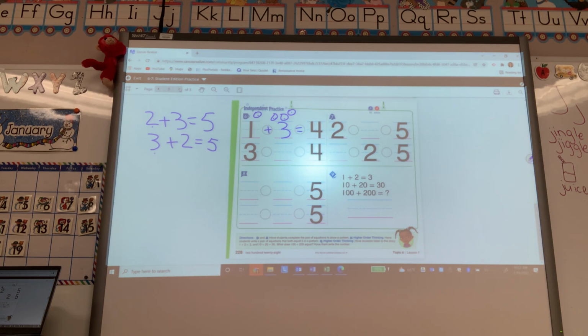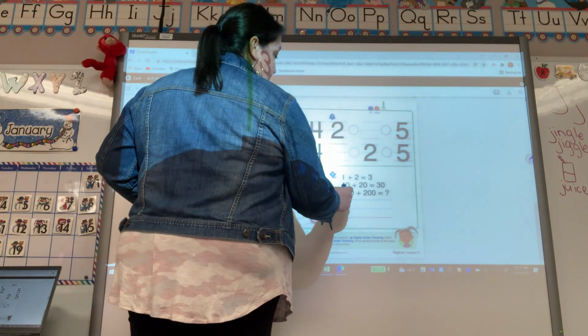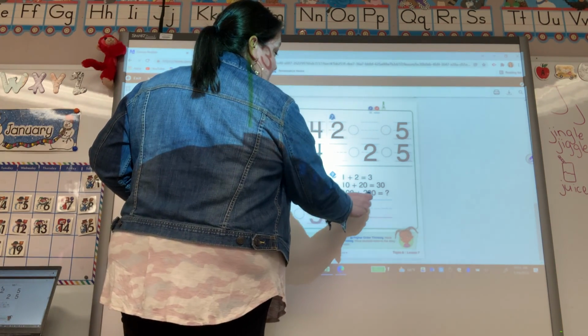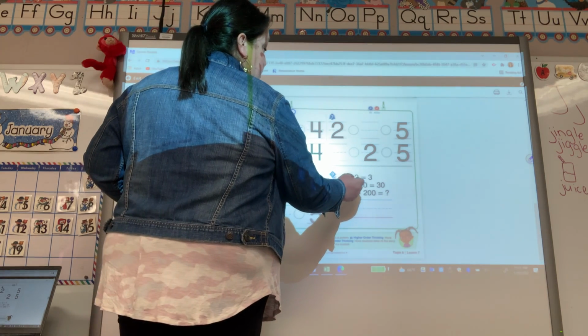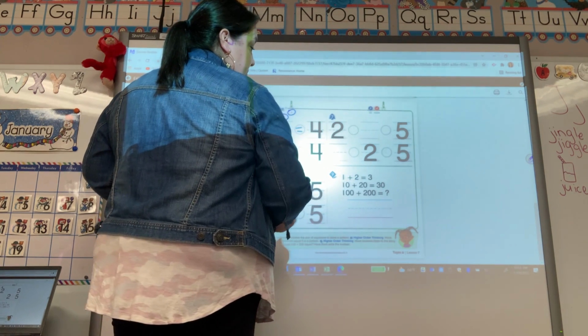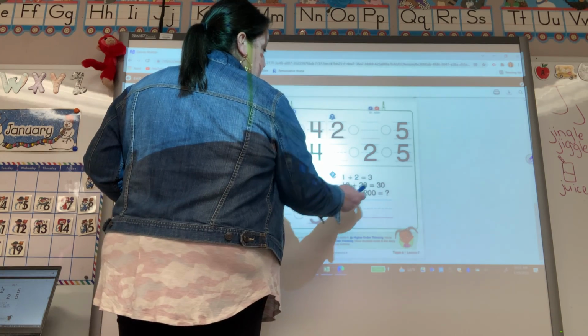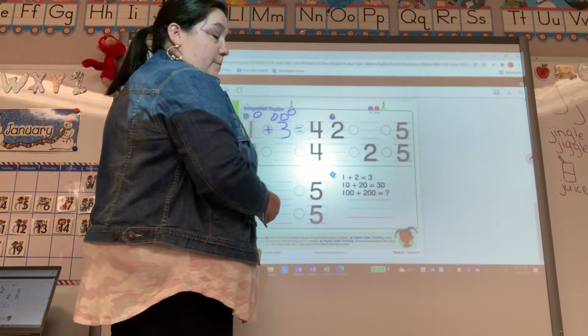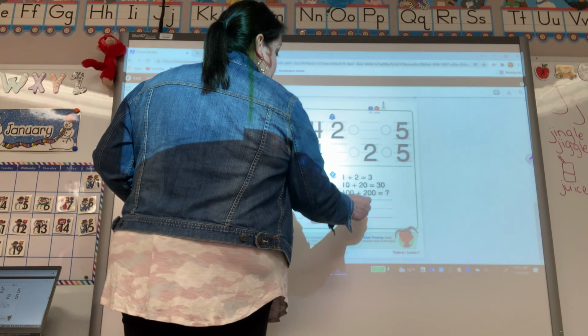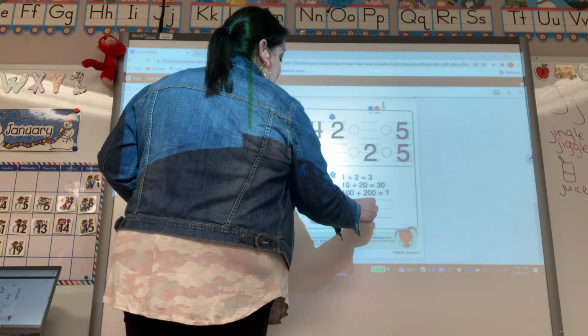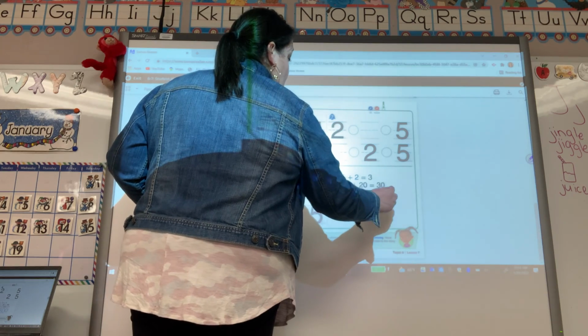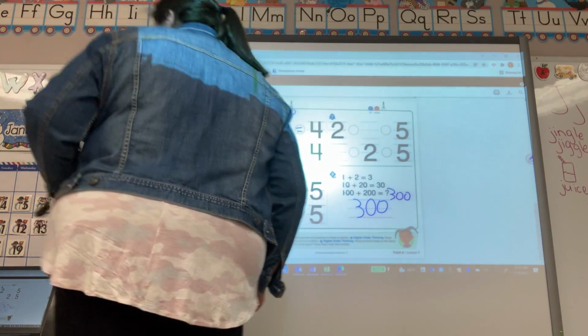And then number 9, 1 plus 2 is 3, 10 plus 20 is 30. What does 100 plus 200 equal? All you need to do there is just add the 1 and the 2 and then add that many zeros, okay? So if 1 plus 2 with no zeros behind it equals 3, we know that 10 plus 20 equals 30 because both 10 and 20 have a 0. So we know that 1 plus 2 equals 3, and then we're going to give the 3 2 zeros. So 100 plus 200 equals 300.